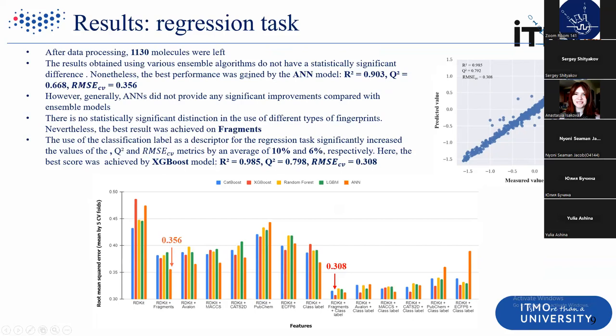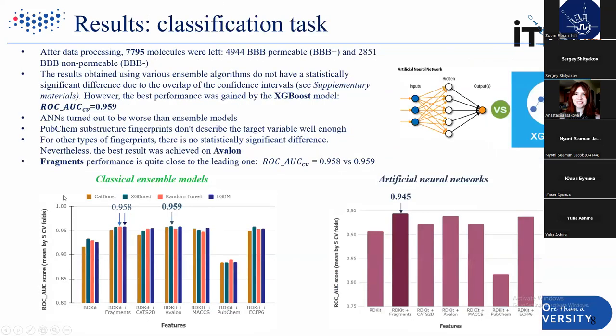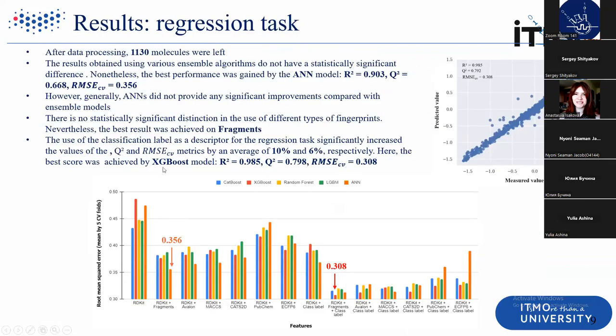So to summarize: for the classification task, the best is the XGBoost, and for the regression task, the best is the artificial neural network, and also the XGBoost with a high value, maybe a high correlation coefficient. So these results are very, very promising.